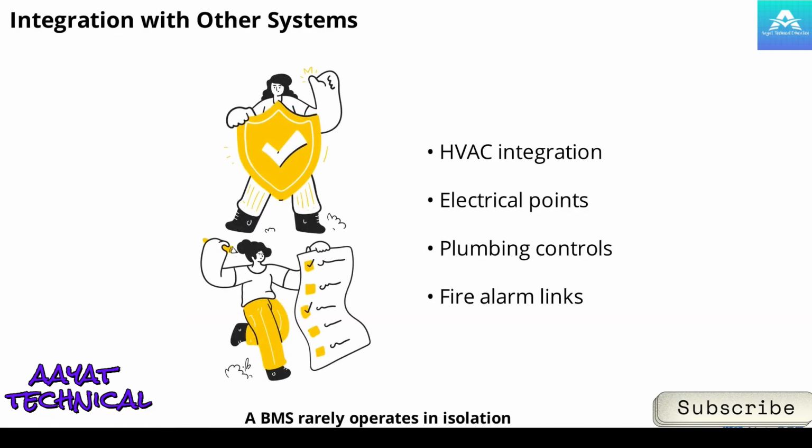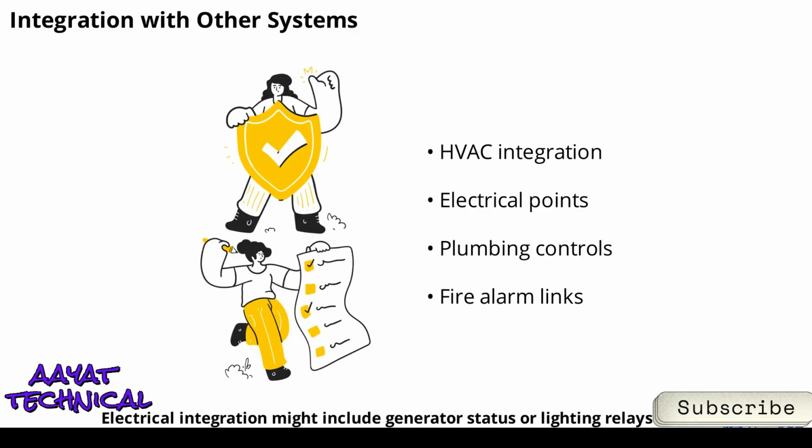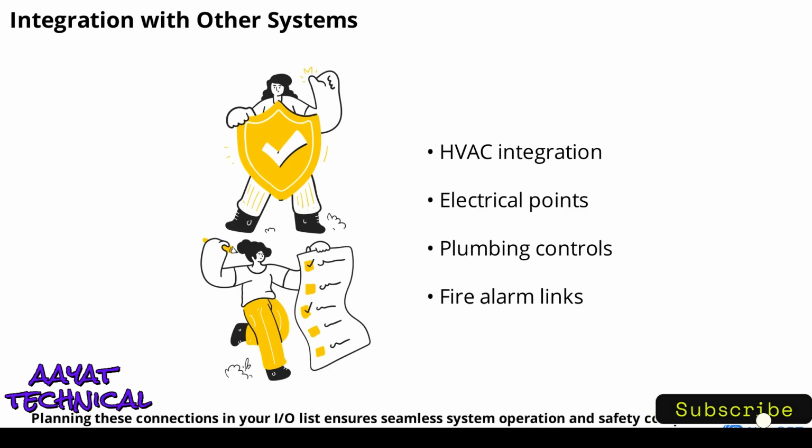BMS rarely operates in isolation. Your I/O list should account for integration with other building systems, such as HVAC, electrical, plumbing, and fire alarms. For HVAC, you'll monitor temperature, humidity, and control fans or VFDs. Electrical integration might include generator status or lighting relays. Plumbing points could track water tank levels or pump controls, while fire alarm integration ensures safety through damper overrides and shutdown outputs. Planning these connections in your I/O list ensures seamless system operation and safety compliance.